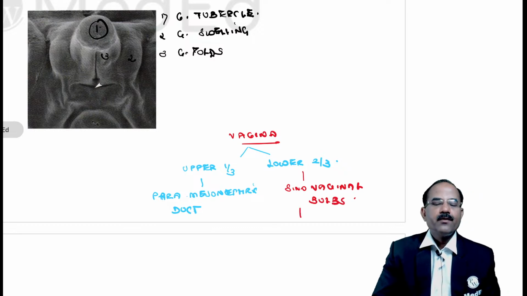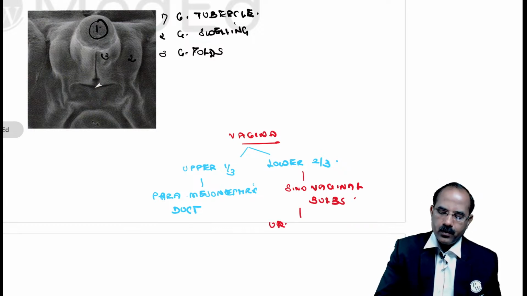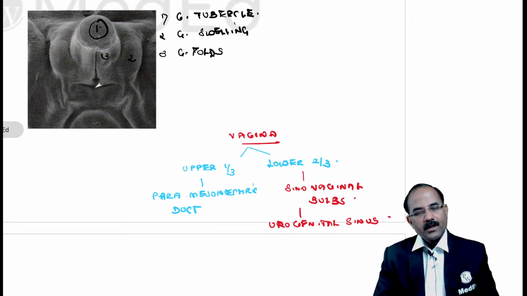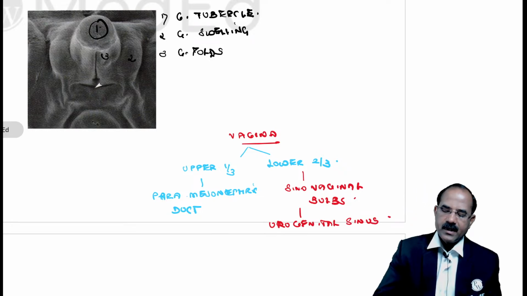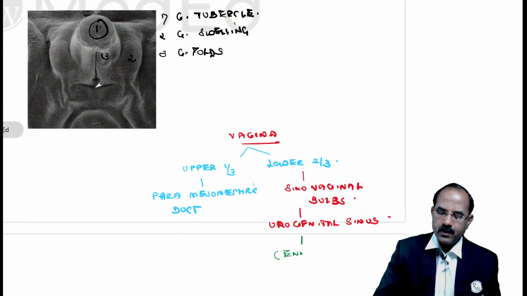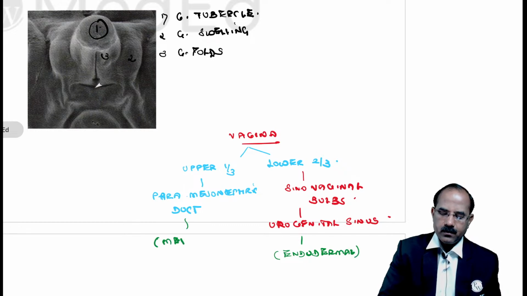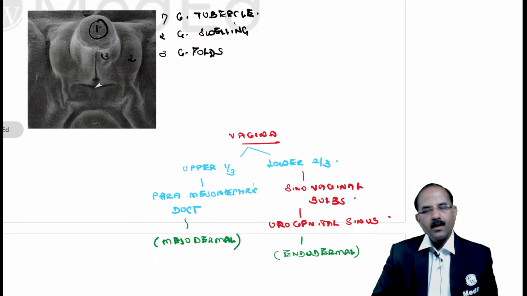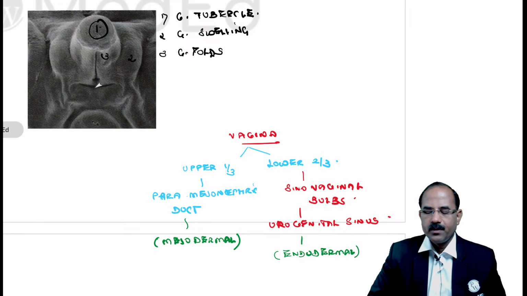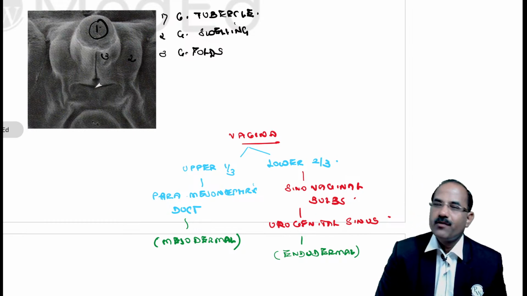Sino-vaginal bulbs, which is derived from the urogenital sinus. So this is what in origin then, students? Endodermal. Endodermal in origin, and what is this in origin? Meso. This is mesodermal in origin, and that's endodermal in origin. So vagina is derived from two sources.